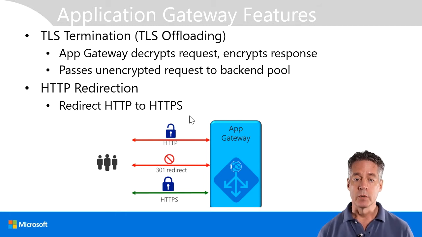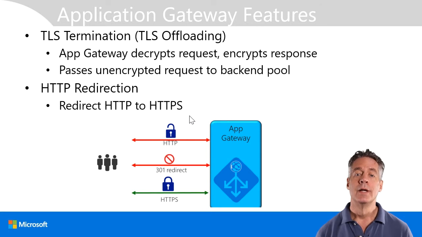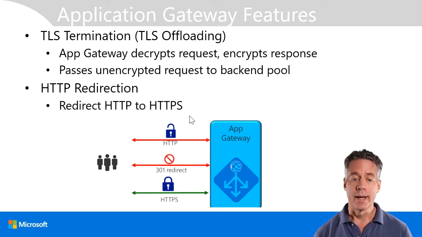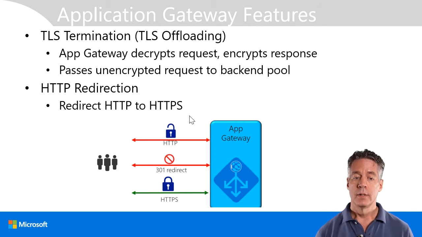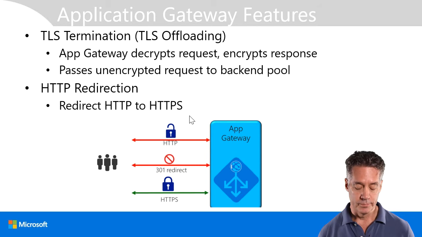Another feature is HTTP redirection. So if you have an incoming request and the user didn't put an S on your HTTP URL, then you can have App Gateway automatically send back a 301 redirect response. The client browser picks that up, uses HTTPS, can communicate with App Gateway to figure out how to do encryption, and then just saves time and capacity on your backend servers as well.